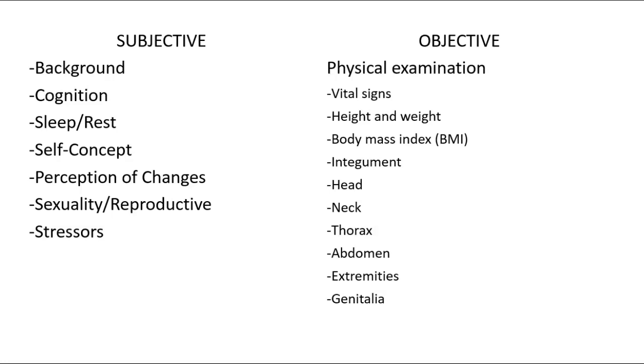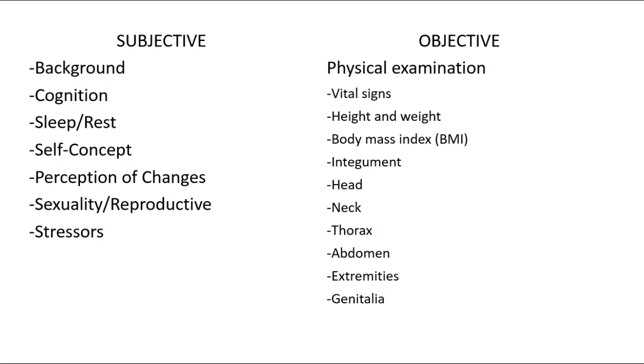Sexuality and reproductive, we want to look at their menstruation. We want to make sure that we ask those questions. It's okay to ask a man how he's doing sexually. It's okay to ask a woman how she's doing sexually. We want to know, are there any decreased libido, infertility, abnormal hair distribution, right? So hair growing where it shouldn't be or hair thinning where it should be.